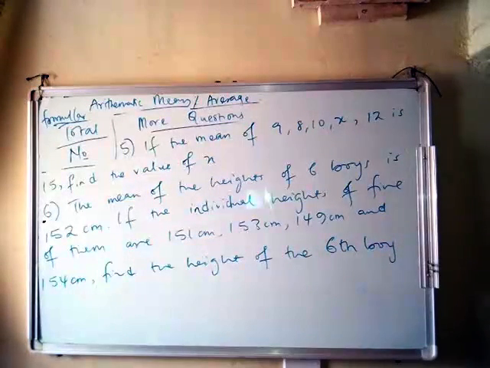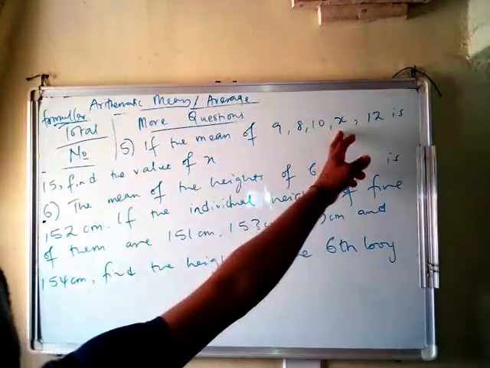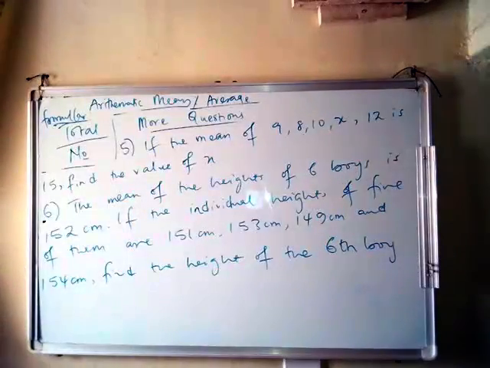Number 5, it says if the mean of 9, 8, 10, x, 12 is 15, find the value of x. Now, the reason why this one is a little different is because of the x. So what do you have to do here? Already, do we have a total? Yes, we have a total, 15. So they've already given you a total and asked you to find this one. So what do you know about algebra? Test your knowledge and let's have the result.